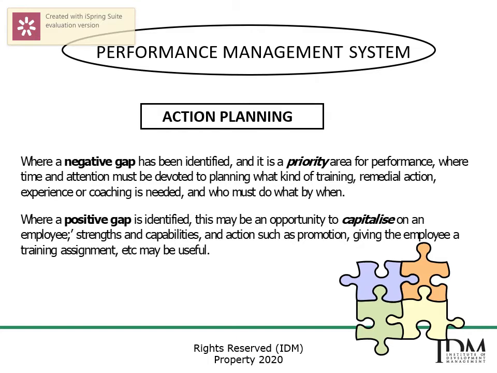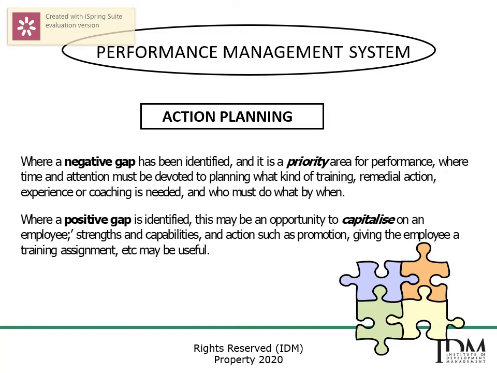The next one is action planning. Where a negative gap has been identified, it is a priority area for performance. Now we know that we need to tackle this. It's our key performance area, where time and attention must be devoted to planning what kind of training, remedial action, experience, or coaching is needed, and who must do what by when.